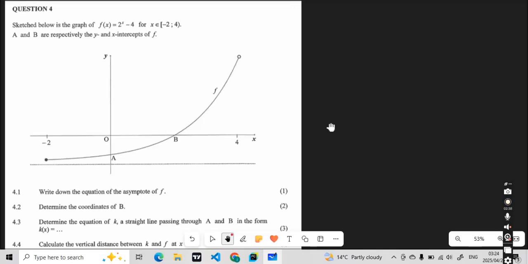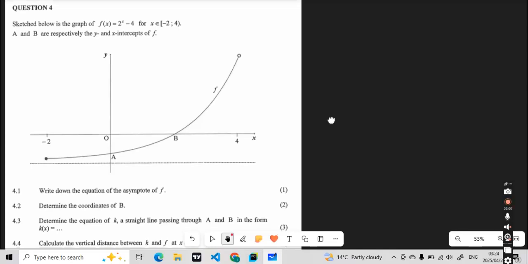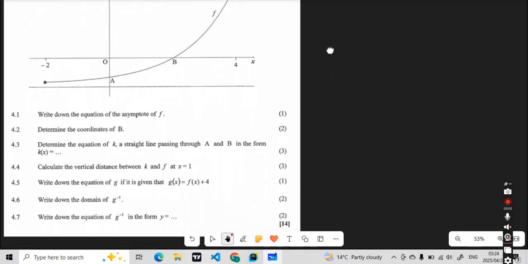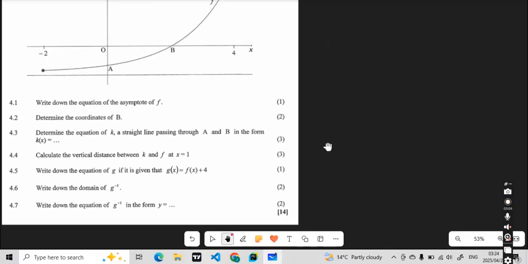Today we are doing functions and graphs. This is the November 2023 final exam, question 4. I just took a screenshot of question 4 so we can work on it.